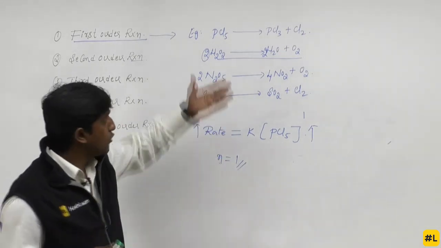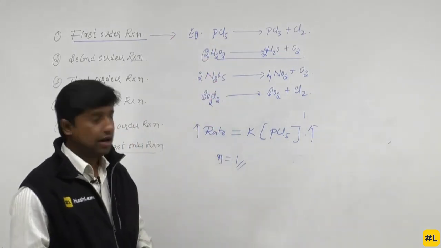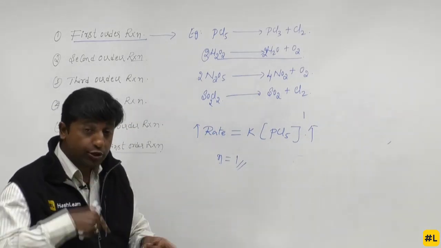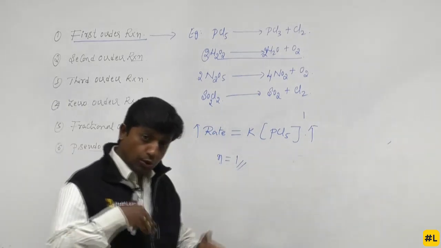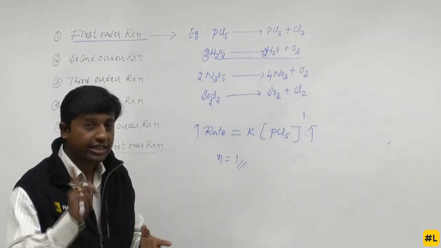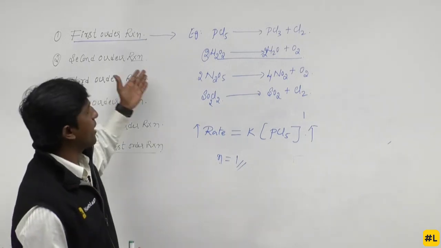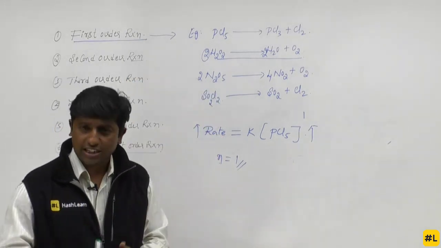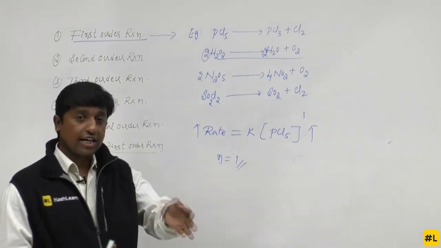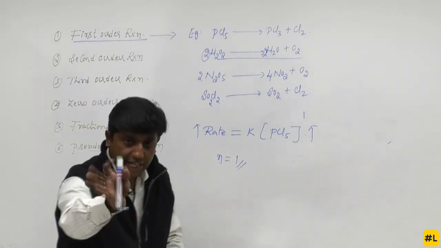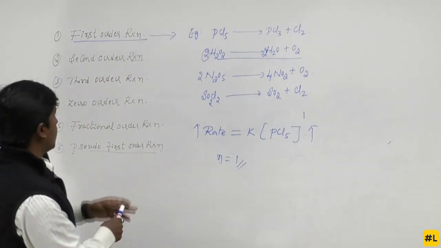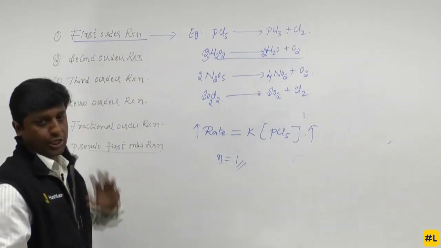Students, you should remember the examples, and you know that order is an experimentally determined value. We should carry out experiments to understand, and we need to observe how the rate increases. It's not a theoretical concept. By looking at the chemical equation, we can't say which order it is. It is an experimentally determined value. So, the order of the reaction is determined by carrying out an experiment. Now, let's go to the next order, that is the second order reaction.